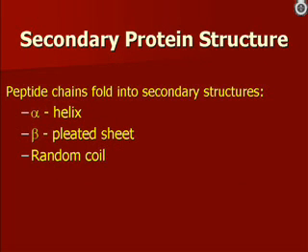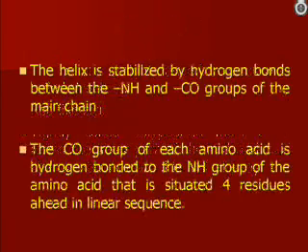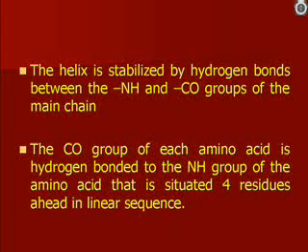Now coming to the alpha helix. Alpha helix is a right-handed or clockwise coiled structure. It is a rod-like structure. The tightly coiled polypeptide main chain forms the inner part of the rod and the side chains extend outwards in a helical array. The helix is stabilized by hydrogen bonds between the amino and the carbonyl groups of the main chain.